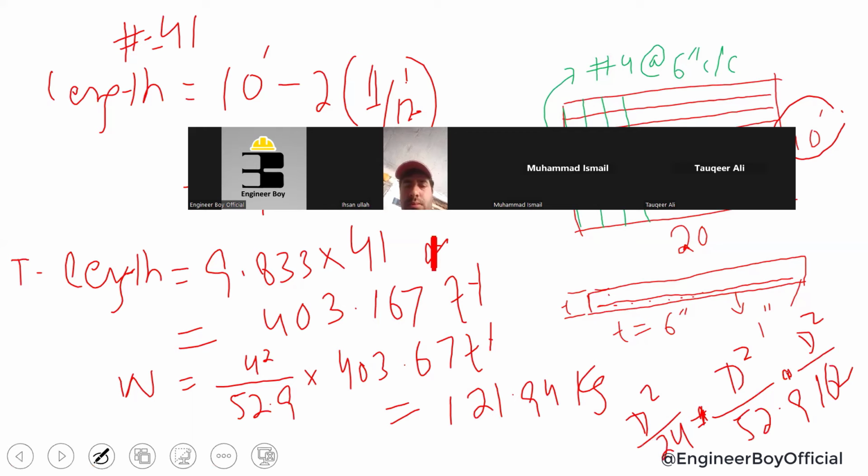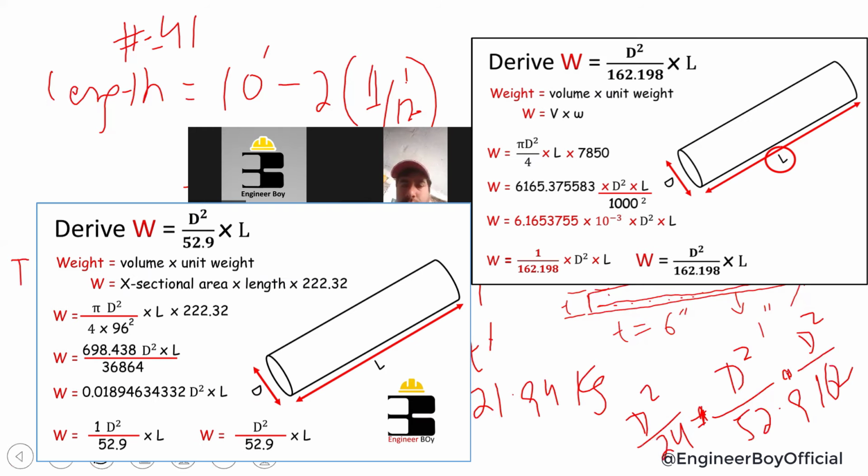Now, while deriving these formulas, the deriver has just converted the diameter into suitors or maybe mm. I will also teach how to derive that formula, and then you will understand why we take diameter in mm or maybe in suit. So after derivation, you will understand that.